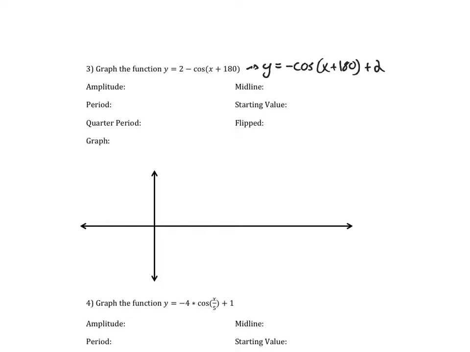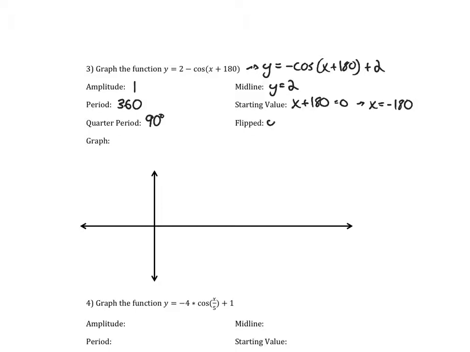So if we take a look at that rewritten function, I can see that my amplitude is just 1. The period, that's also nice, is just 360. Doesn't change. My quarter period then is 90 degrees. My midline value is y equals 2. The starting value, I'm going to take what's on the inside and set it equal to 0. That gives me x equals negative 180.